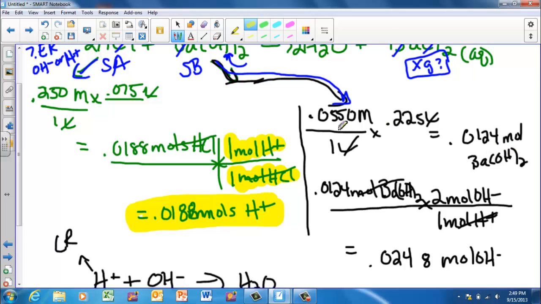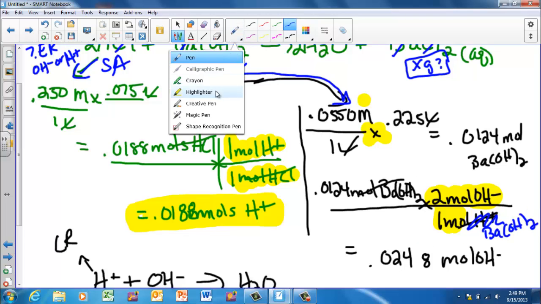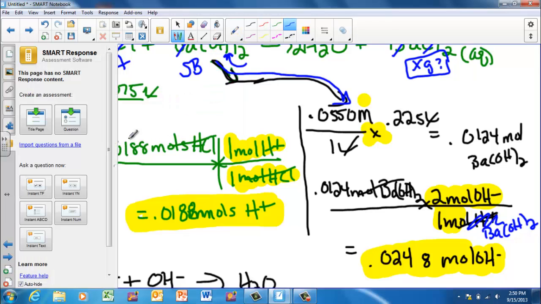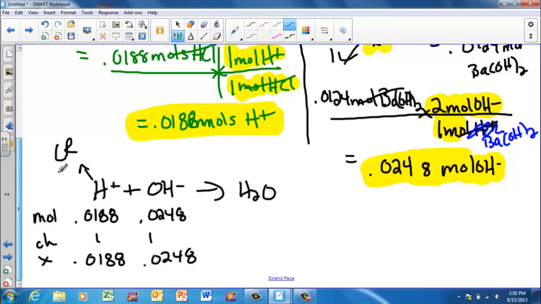Now over here on this side, for my barium hydroxide, I take the molarity, I multiply it by the volume to get 0.0124 moles of barium hydroxide, but I'm not done because there are 2 moles of hydroxide for every, whoops, that should say on the bottom. This should say for every 1 mole of barium hydroxide. So therefore, available, I have 0.0248 moles of hydroxide. Okay, so remember, this is the curveball right here, that there's 2 moles of hydroxide for every 1 mole of barium hydroxide.